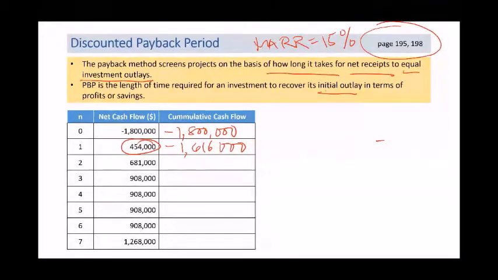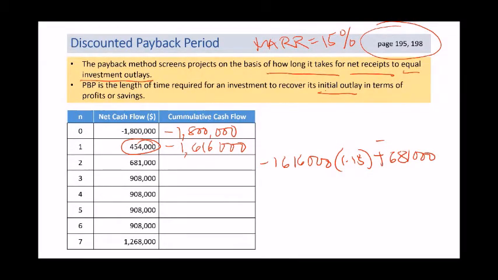So for the next year, what you will do is, again, 1,616 multiplied by 1.15 plus 681,000. So that is how you compute.